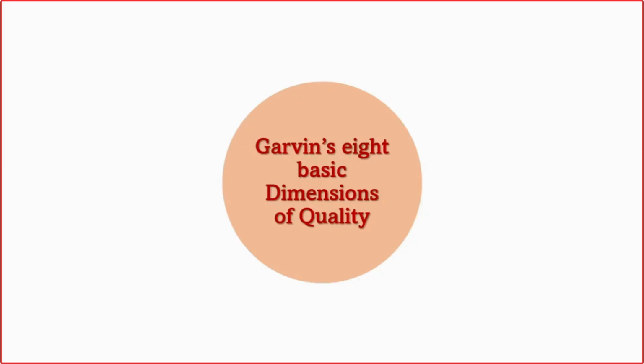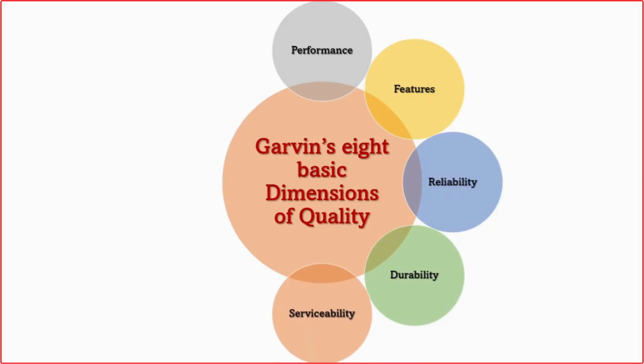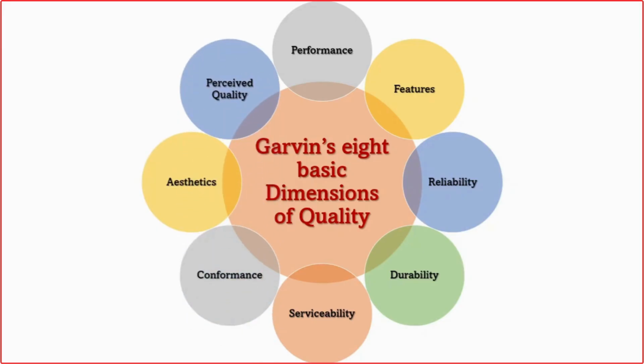So what are these 8 basic dimensions of quality? These are the following 8 basic dimensions of quality. The first dimension is performance, the second one is feature, the next one is reliability, the fourth dimension of quality is durability, then the fifth one is serviceability, next is conformance, then aesthetics, and the last one is perceived quality. So these are the basic 8 dimensions of quality. Now we will see what these dimensions are in detail.